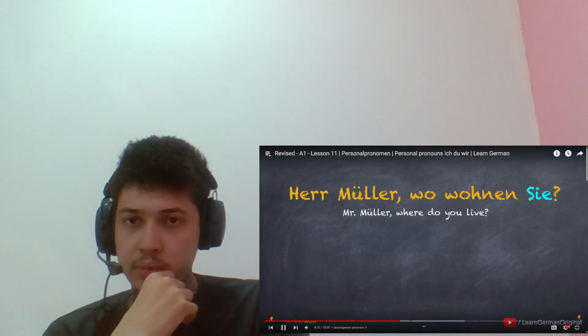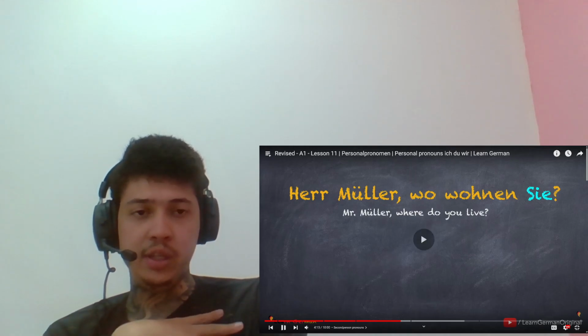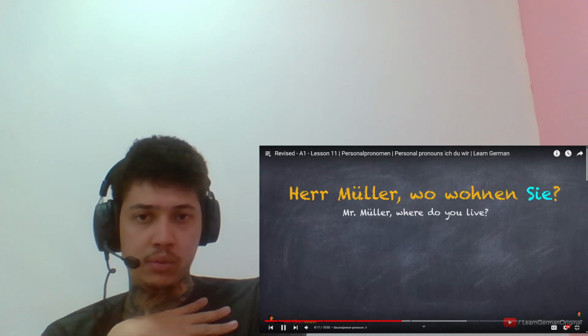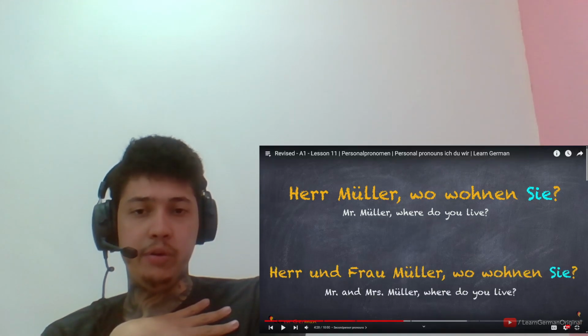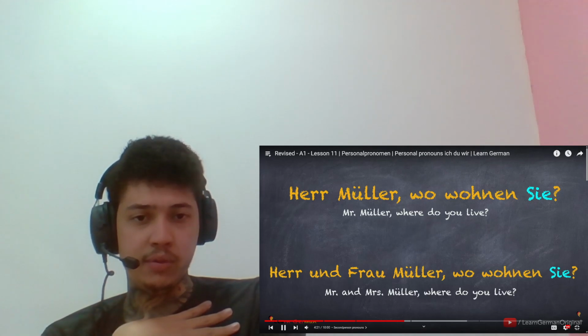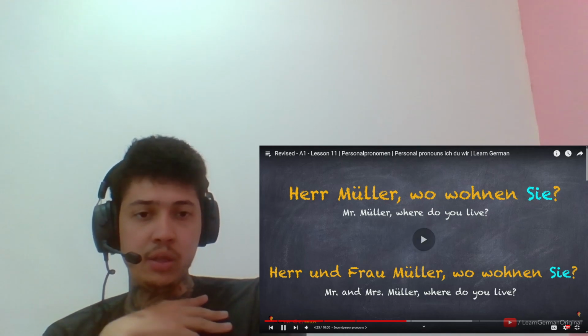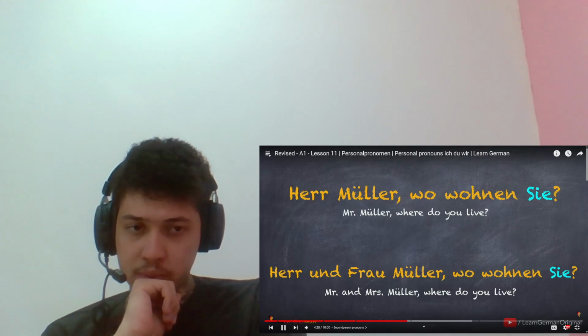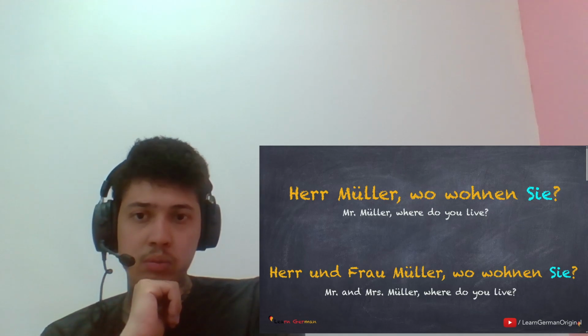Herr Müller, wo wohnen Sie? And when talking to more than one person, Herr und Frau Müller, wo wohnen Sie? Mr. and Mrs. Müller, where do you live? Please remember to use Sie with a capital S, irrespective of its position in the sentence, whether it's at the beginning of a sentence or in the middle.